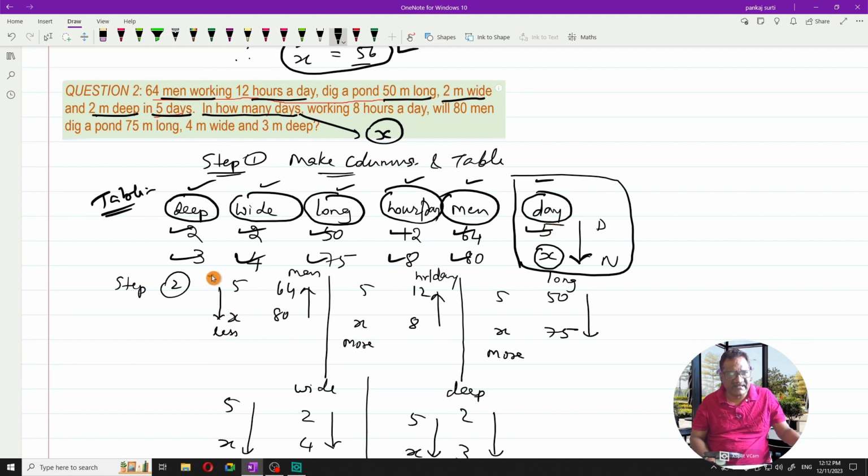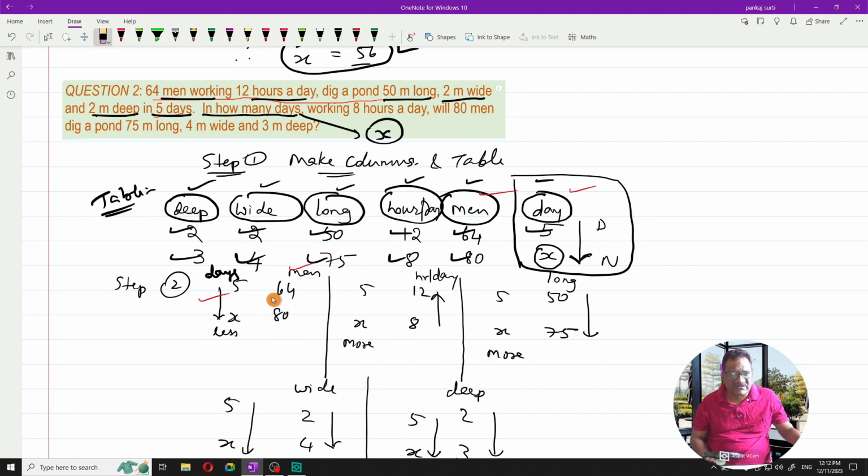So my days column, now I will compare with the men column. So these two I am comparing now, days and men. Can you see? Days and men. So in the days column it is 5 and x. So I have written 5 and x, and there's already an arrow mark put in the downward direction. So that should be there. Now ask the question. What question do you have to ask? Now this arrow is also not there. You have to put the arrow now.